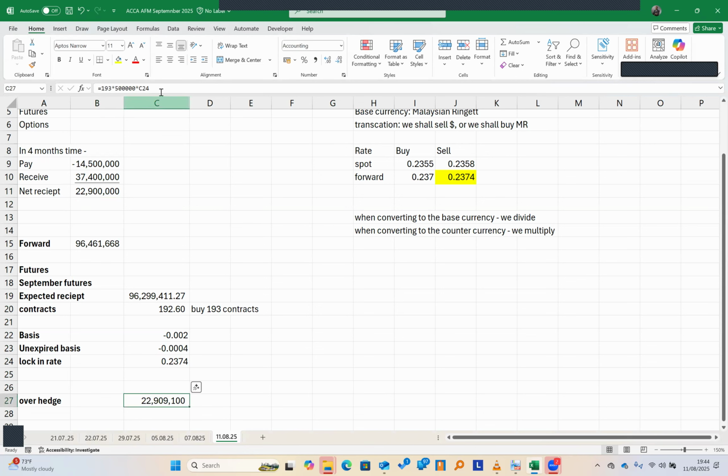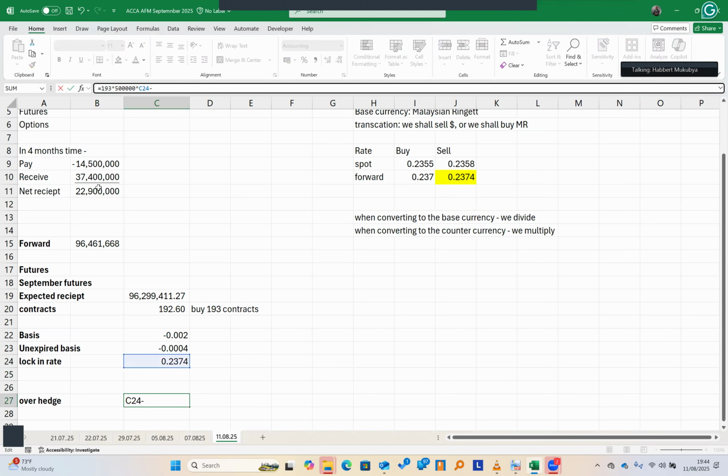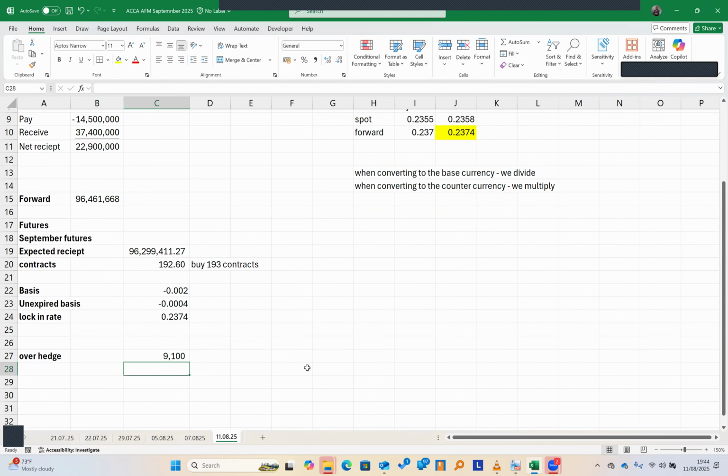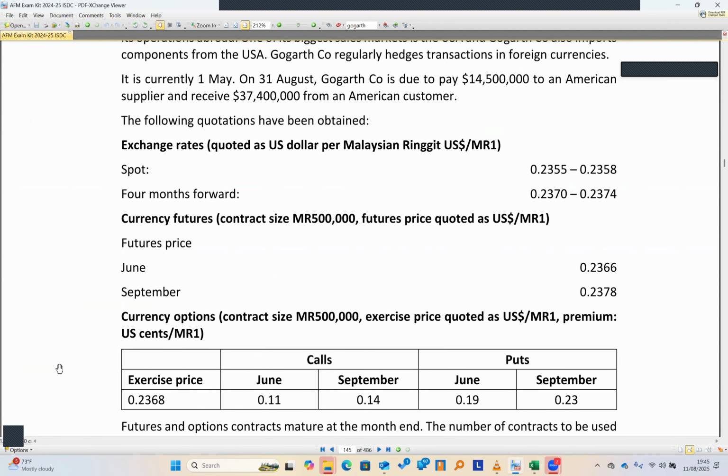So in order to get the overhead, we need to subtract this amount so that you can get the exact figure, $9,100. And they told us that since we have overhedged, we shall receive less money, and we shall have to get some other dollars, $9,000, to actually clear that. So we shall need to look at the 4 months forward rate, and we are going to buy Malaysian ringgit with that extra dollar.